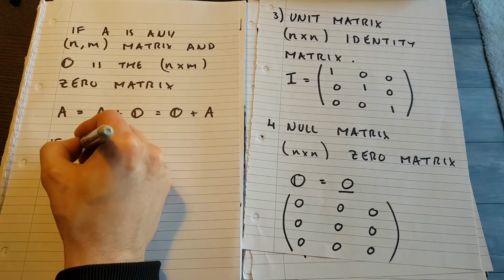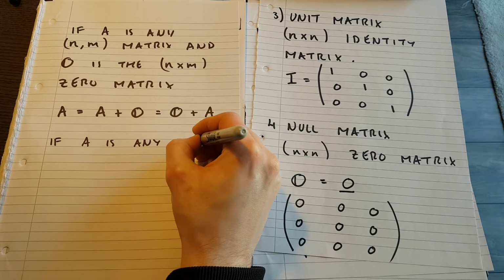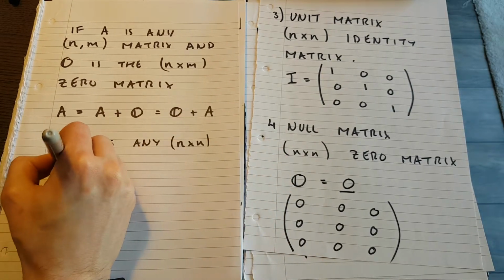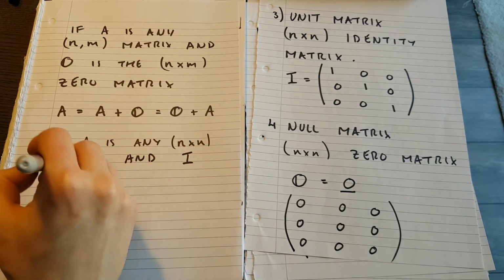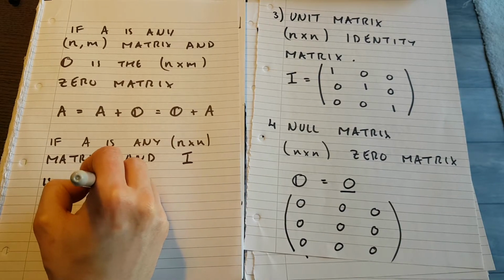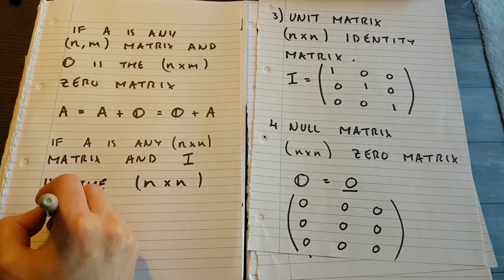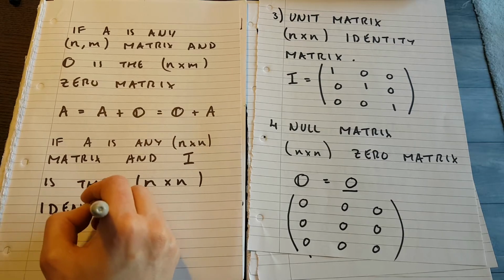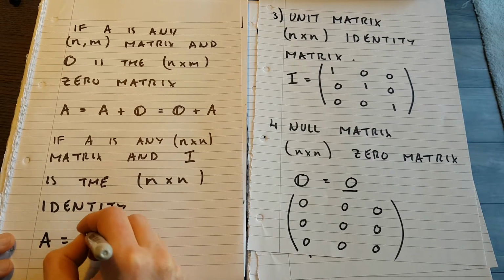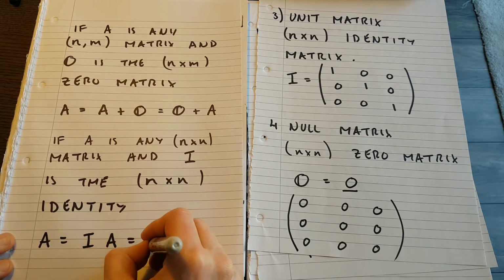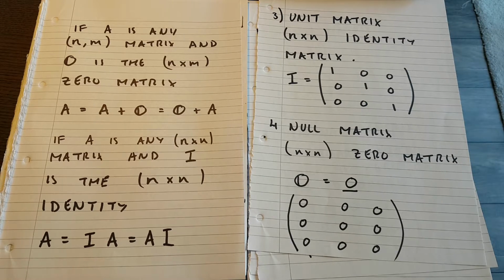And if A is an n by n matrix, and I is the n by n identity, or unit, well then A is the same thing as I multiplied by A, which is the same thing as A multiplied by I. So the 0 matrix behaves in the same way as the number 0 does for numbers.